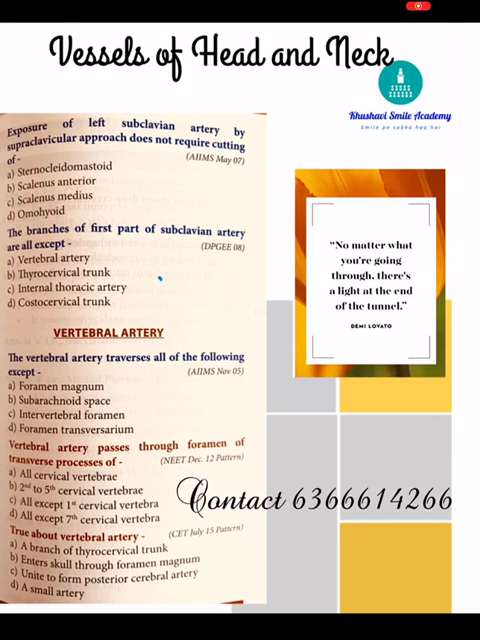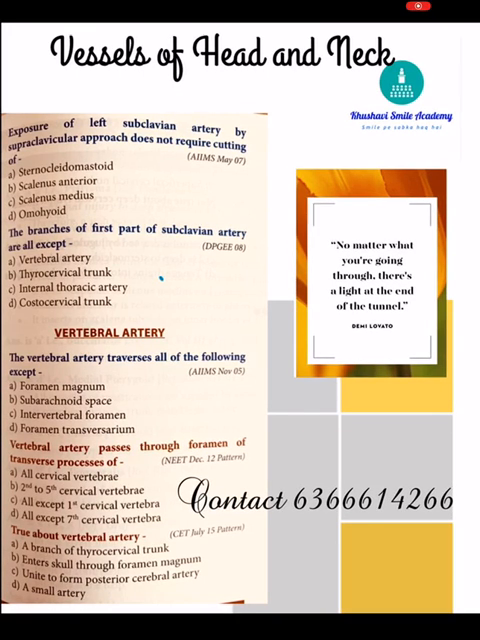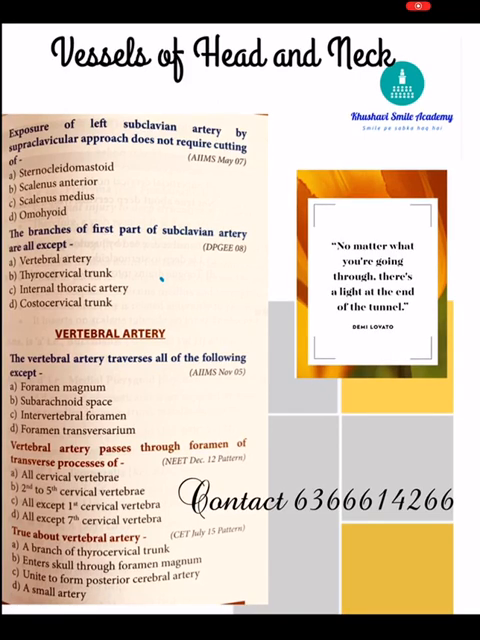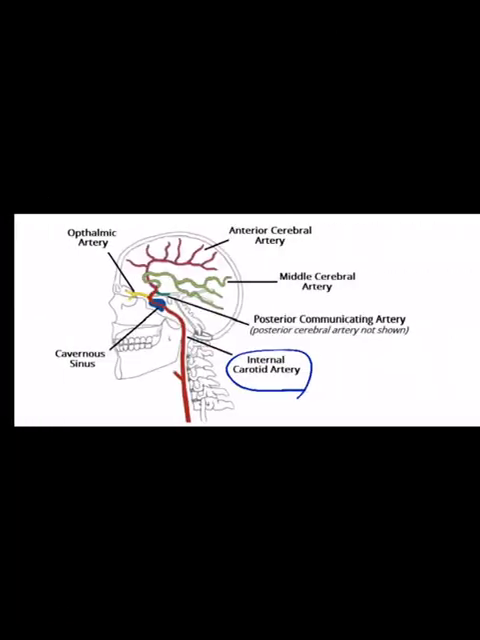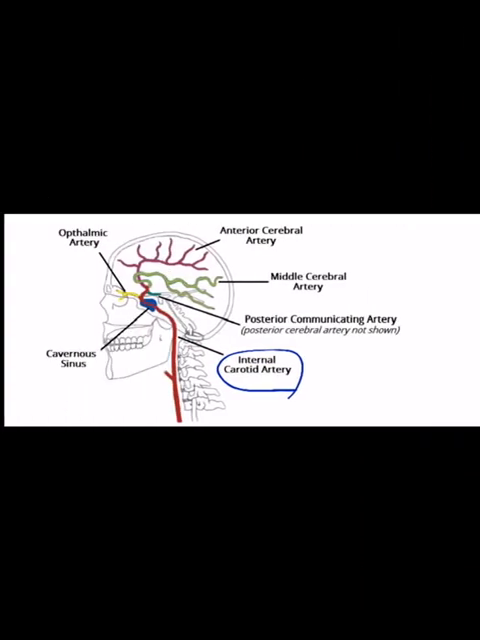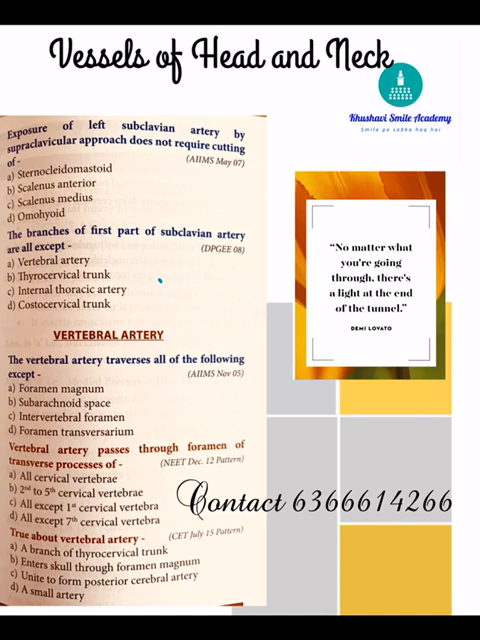Okay, the next question is: the vertebral artery passes through the foramen of the transverse process of all except the 7th cervical vertebra. Then, true about the vertebral artery: a branch of thyrocervical, no. Enters the skull through the foramen magnum, yes, the B one is true. Okay, so these are a few MCQs that we have done from this part, the vessels of head and neck, and there are more we will do in another set of MCQs.